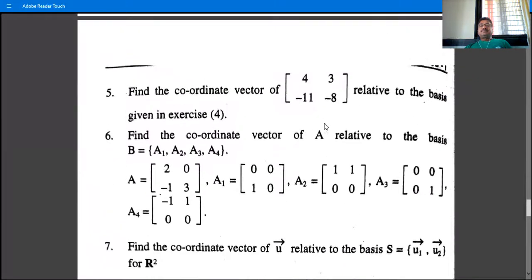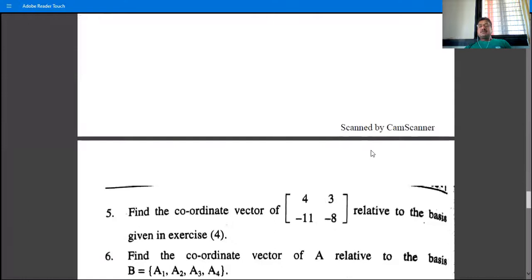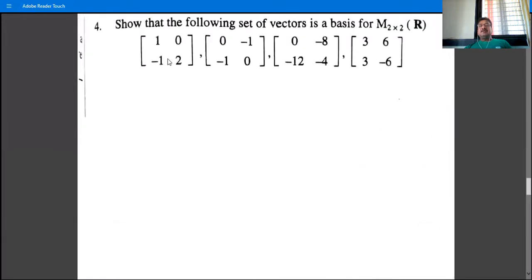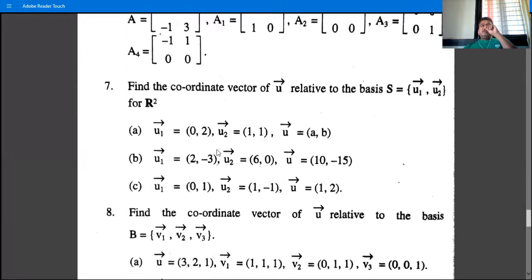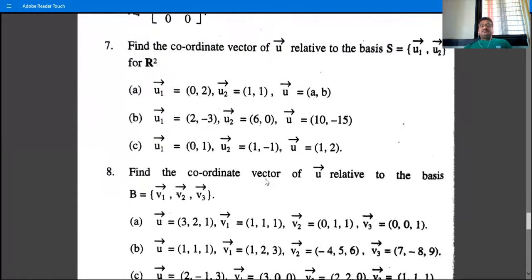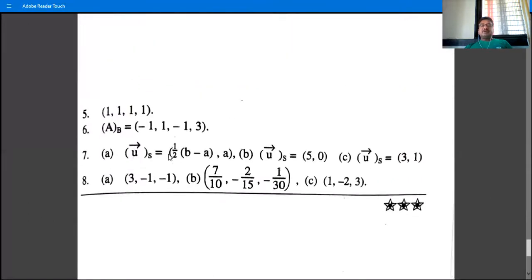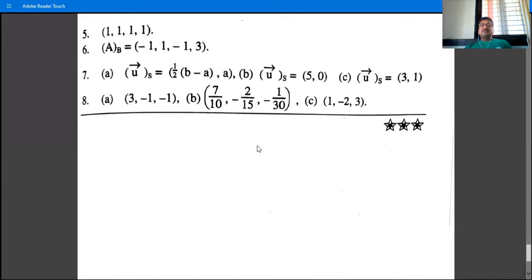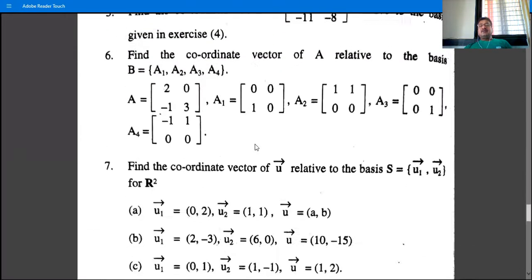Find the coordinate vector of this relative to this basis of four elements. We have to express this as a linear combination of these four vectors. Same example: we have to find the coordinates of this A with respect to these four. Same example on R3. So this is the repetition of the topic. The answers are also given. This is the repetition of the topic, linear combination.